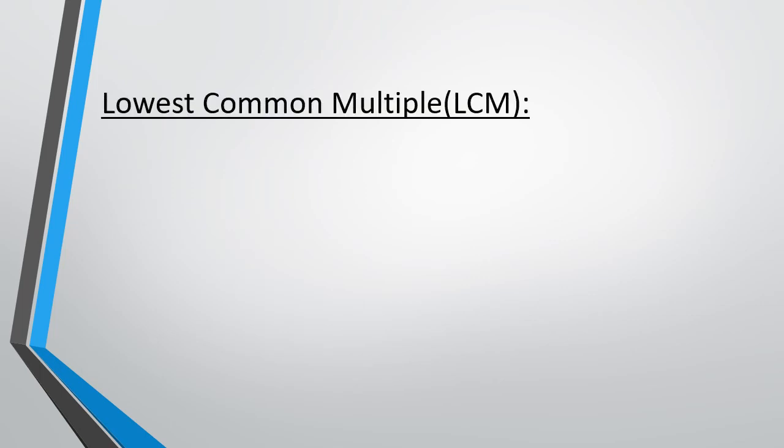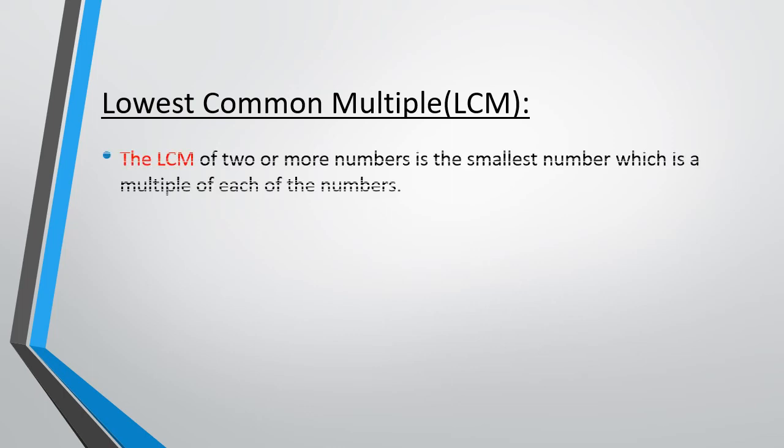LCM. What is LCM? LCM means lowest common multiple. Let's see what it is. LCM of two or more numbers is the smallest number which is a multiple of each of the numbers. Let's explain with an example.